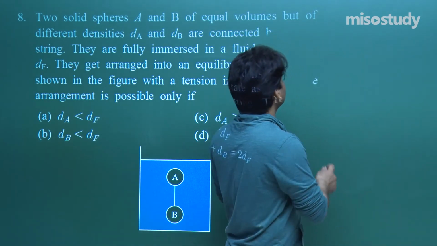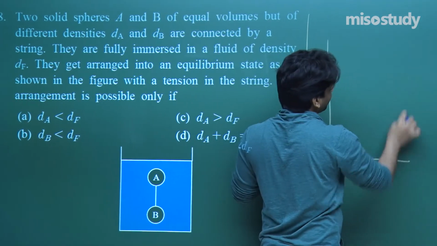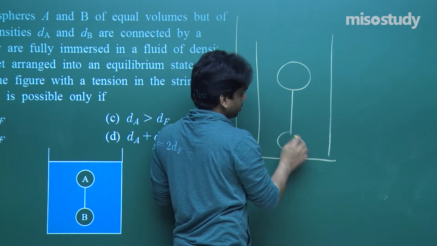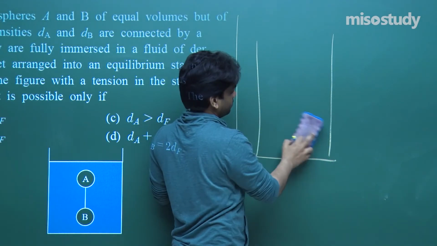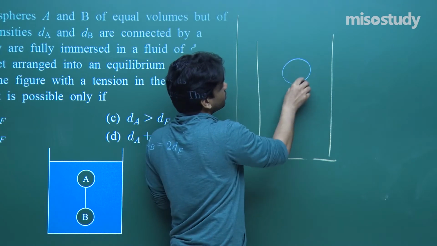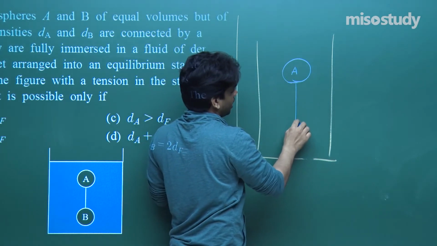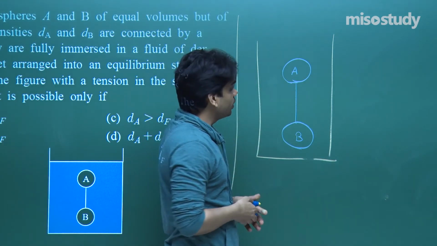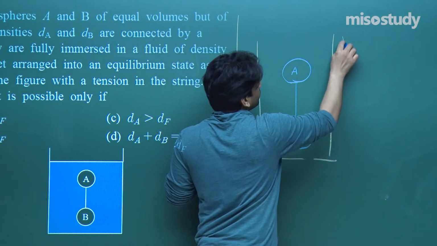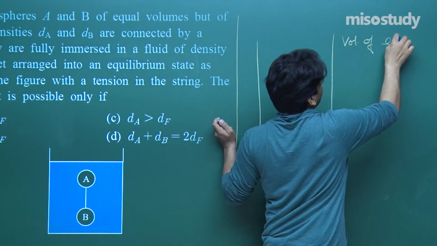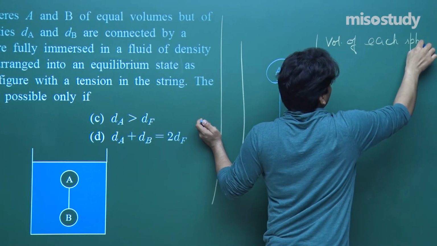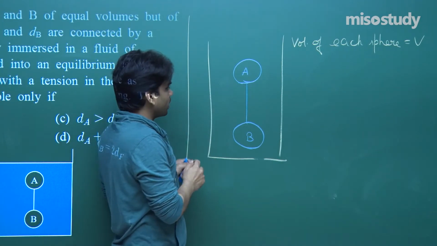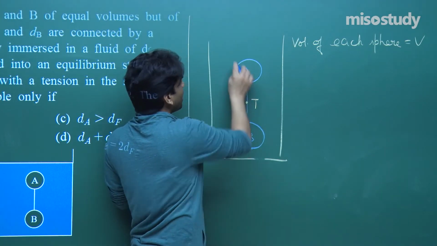You see here, let me show you the scenario. We have a container, we have 2 spheres connected with the help of a string. We have 2 spheres A and B. This is what has been given. Both have the same volume, let's say V. Now the tension in the string that is going to exist, let's say it's T, and it's completely submerged.